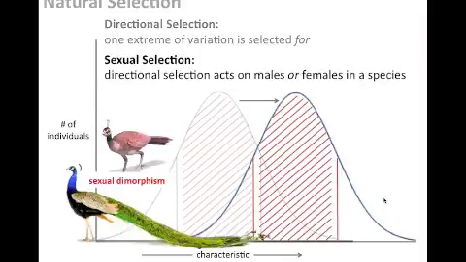Another variant of directional selection is sexual selection. And this is just directional selection that acts on only one sex in a species. So it acts on males or females, but not both. If we look, for example, at peacocks and peahens, we can see that they look very different. And that's because peacocks, the males, have been subjected to a very specific type of directional selection.